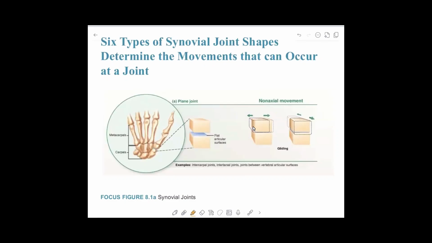We're going to go through the 6 types of synovial joint shapes that determine the movements that can occur. So we're going to start with the simplest and move to the most complex. The first is the planar joint or plane joint, and it allows non-axial movement. So sort of a gliding movement is allowed.